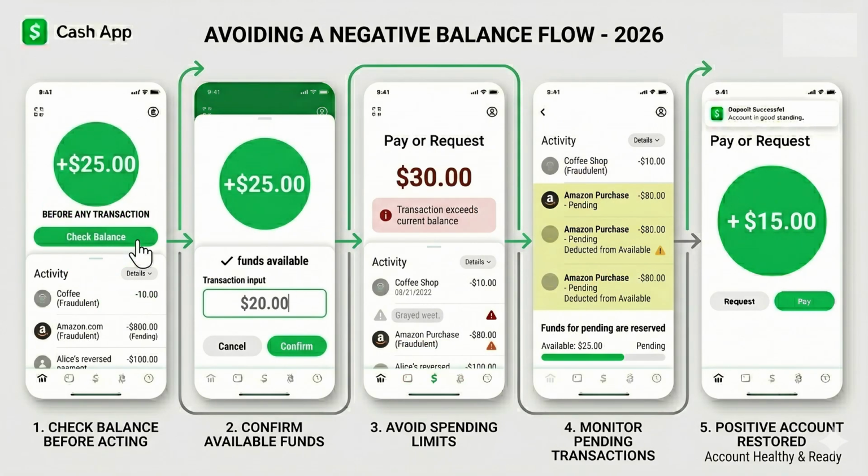To avoid negative balances in the future, always check your available balance before sending money or making purchases. Keep track of pending transactions and avoid spending money you do not have. That's how your Cash App can go negative in 2026 and what you can do to fix it.